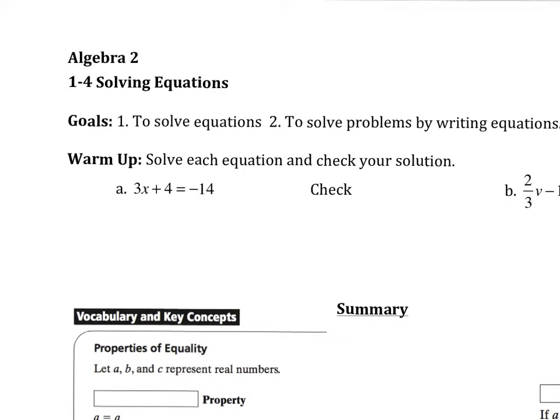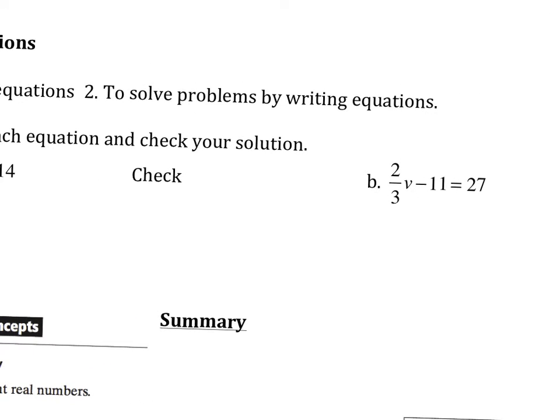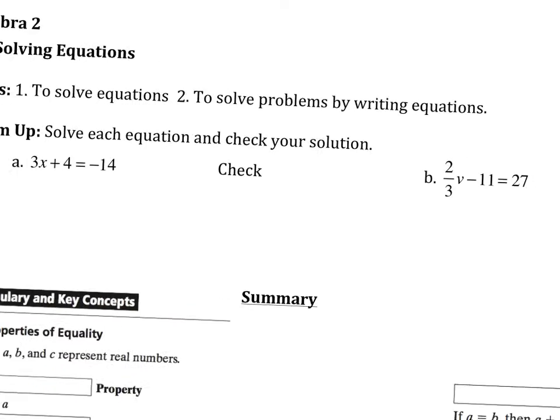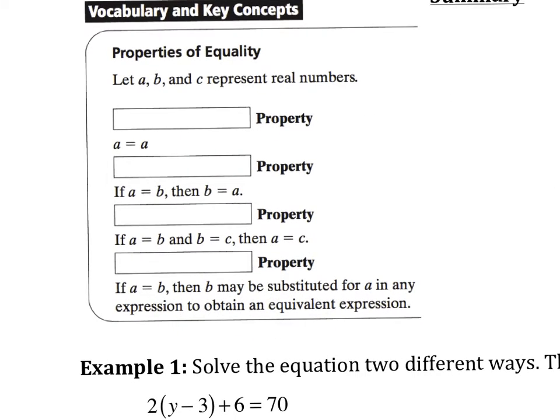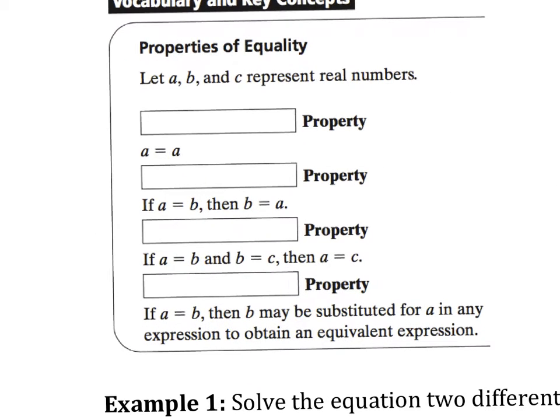So algebraites, let's see. Number one, we're going to solve equations. Number two, we're going to solve problems by writing equations. So we're going to do some application as well as just generic math. Now before we do that, there's a few properties we need to know. Again, we're going to quote these properties as we justify our answers.